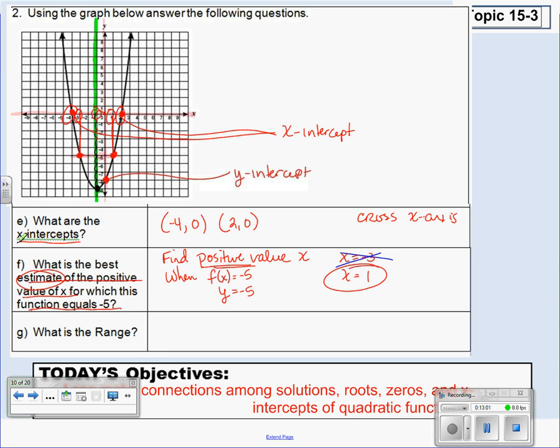Lastly, let's look at what the range is. Again, it's going to come back to using our vertex. Our vertex was -1, -9, and we knew it was a minimum. So that means all our y values are going to begin at -9, but all the y values are going to be bigger than that in order to graph a parabola opening upwards. The y values have to be bigger, so I'm going to say y is greater than or equal to -9.